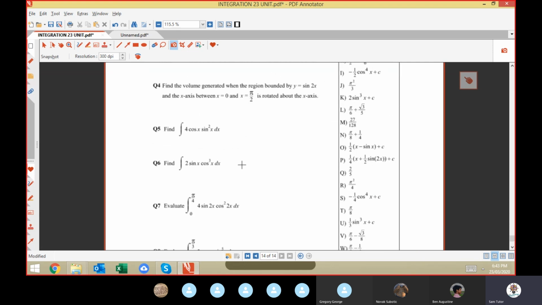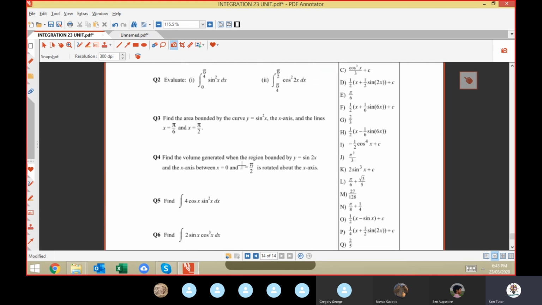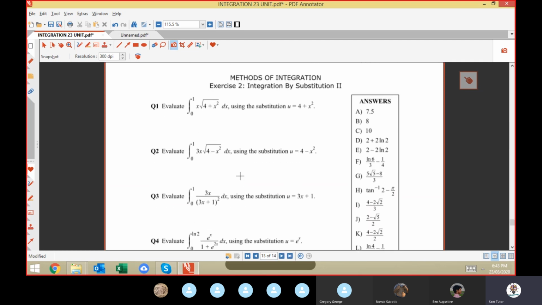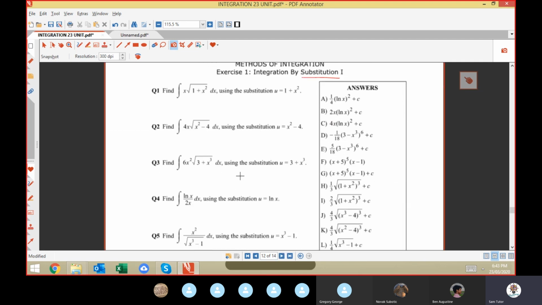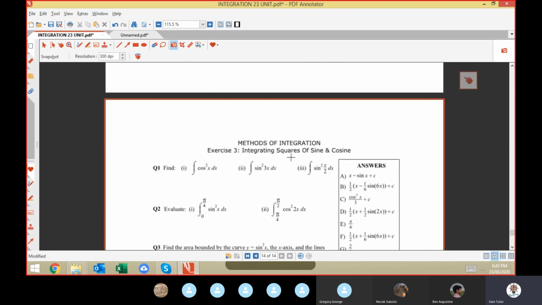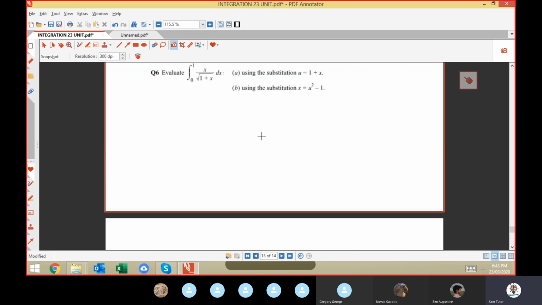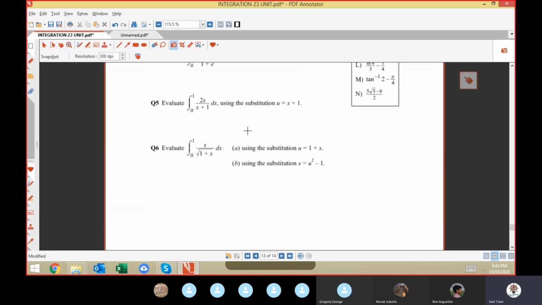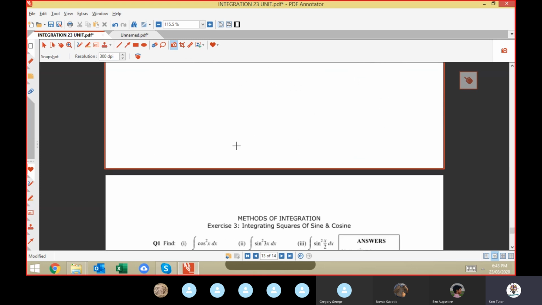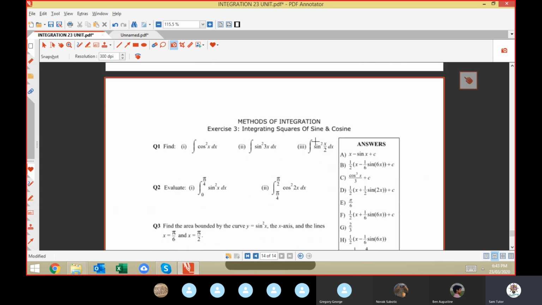We've only got one more topic left and we are done with all of 3 units. So 3 units pretty short, as you can see, for integration. It's just substitution and integrating squares of sine and cosine. I don't feel fully confident with the substitution, so I think we might spend the rest of today doing substitution questions, and then we'll start squares of sine and cosine next week.